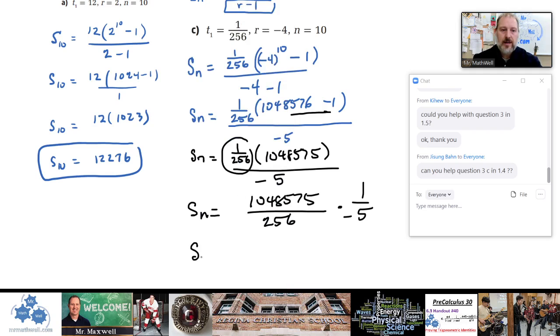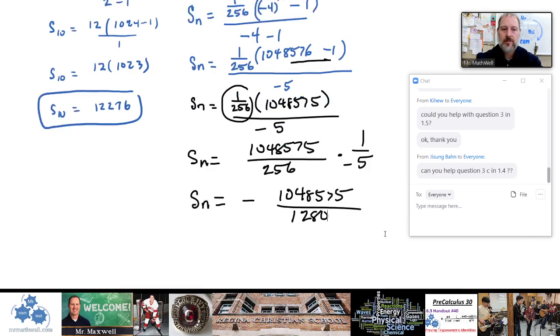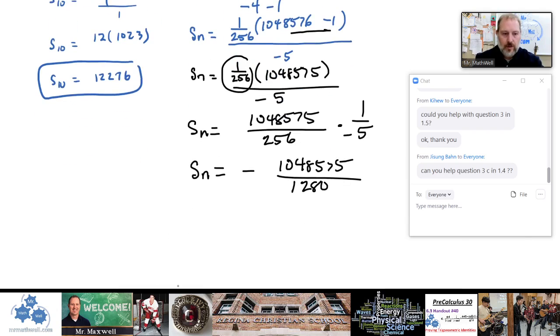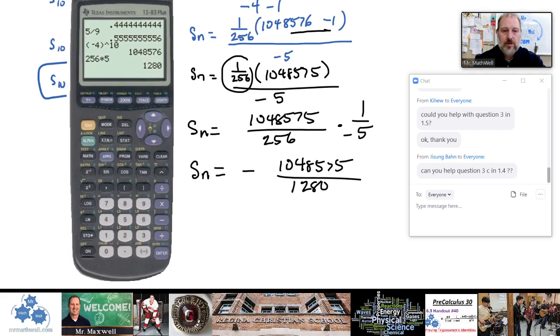So we have to have a negative in there. So the sum is going to be negative. I'm going to put that negative out in front. 1,048,575 divided by, what was that number again? 1280. Okay. 1280. Now, there's a good chance we're going to be able to simplify this. Those are big numbers. So however you want to do that on your calculator, I would suggest that you go 1,048,575 divided by 1280, and of course it's going to be negative.